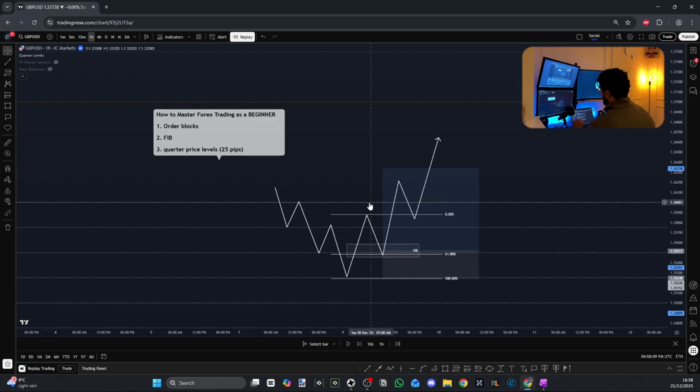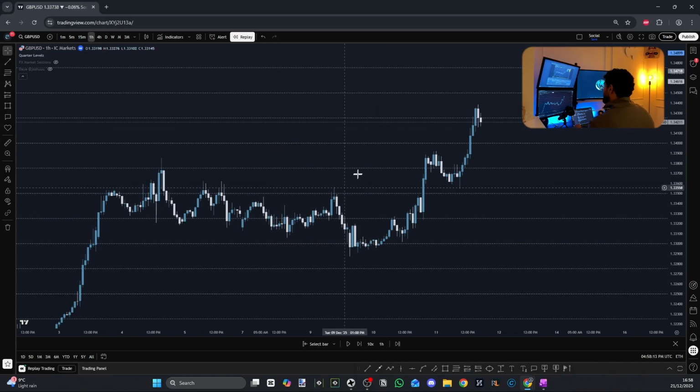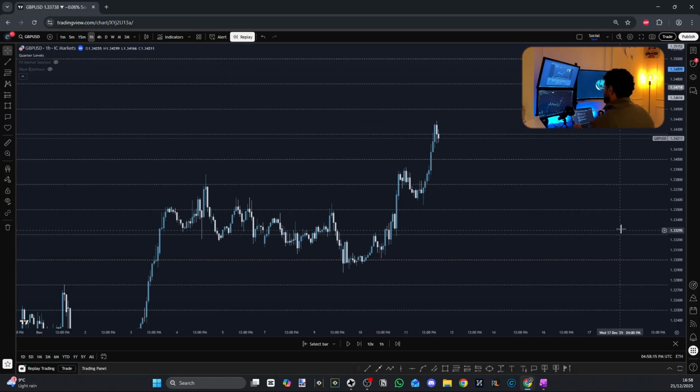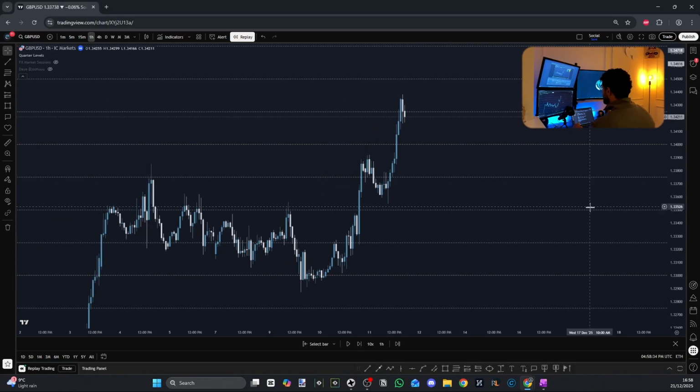Let me show you guys a live chart example. So here on the screen right now is the 1 hour chart for GBP USD. Of course, I've already got it here in replay mode. This is the price action from last week, and we'll use this bullish leg as an example for the purpose of this video.